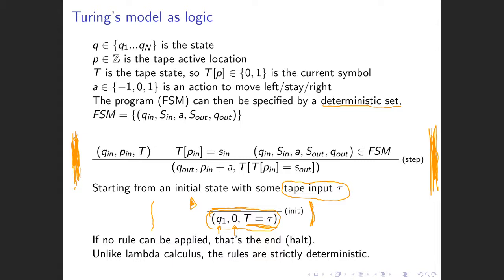So if Turing had been more familiar with this approach, we might have seen it all presented more in this style in the first place. But by putting it into this style, it makes it easier to compare with the other logics we're looking at. And in particular, we see this determinism is very prominent.